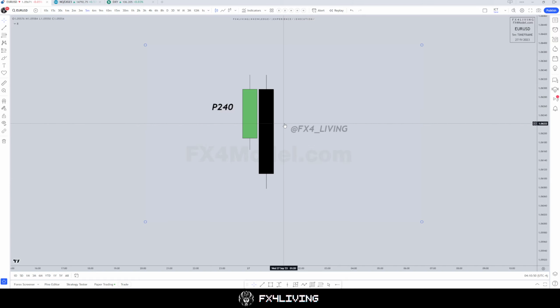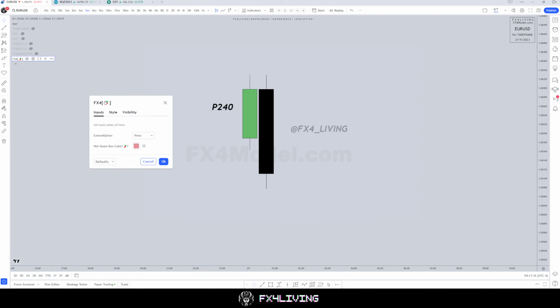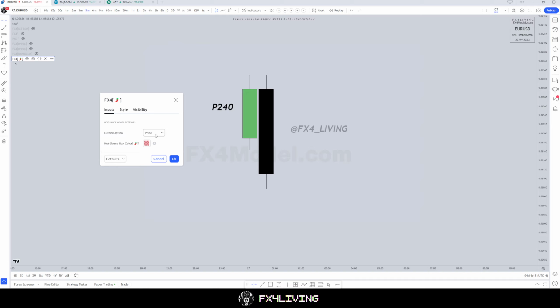Which is like a breaker. Into the outsource there's everything: you have a breaker in the lower time frame, you have a fair value gap, and the equilibrium of this candle here and the equilibrium of this candle here form the outsource. This box is automatically plotted with this indicator, the FX4 outsource. I'll show you later on.